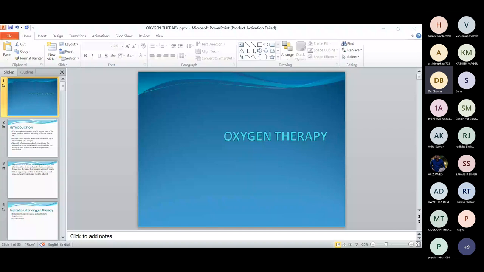But it is only for those who are able to take the breath, who are able to generate the FiO2 by themselves, where there is no collapse in the lungs. A flow rate greater than 6 liters per minute may cause nasal mucosa irritation and drying. The only drawback is that it is not humidified oxygen. It is dry air which irritates the mucosa, and it can damage your mucus lining.